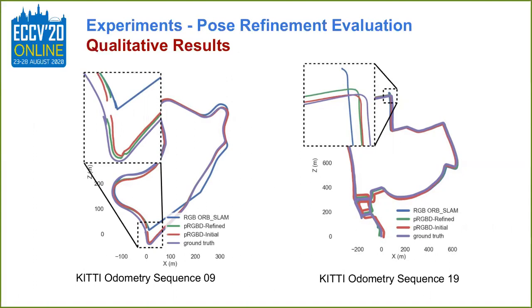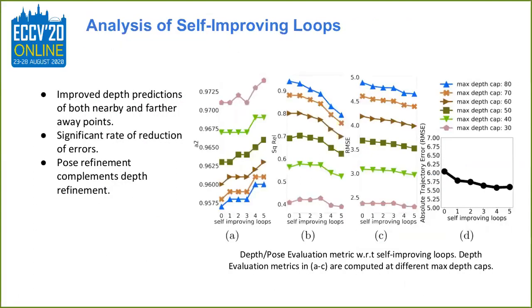Next, we analyze the behavior of this self-improving framework. I have plotted the depth and pose evaluation metric with respect to self-improving loops. Depth metrics are computed at different max depth caps, ranging from 30 to 80 meters. In the subsequent self-improving loops, we can see the rate of reduction in the square relative and RMSE error is significant for farther away points compared to nearby points.